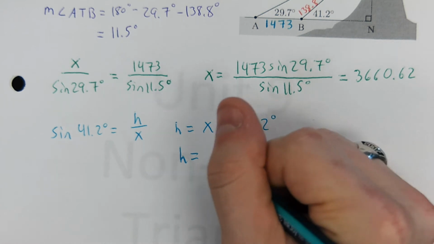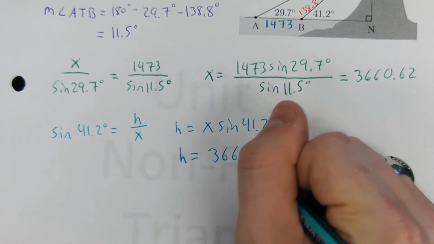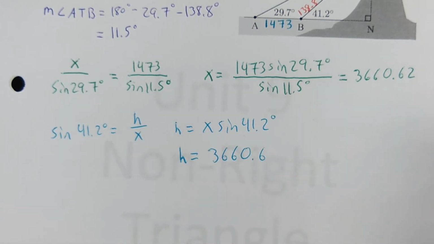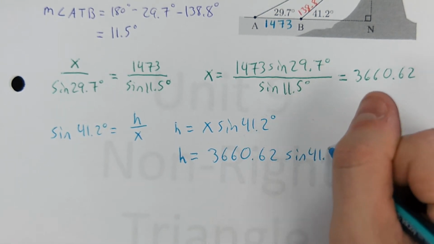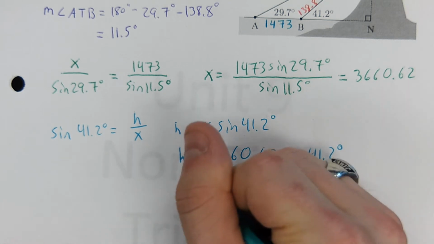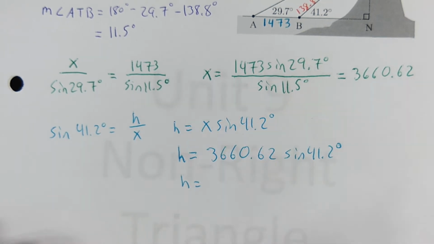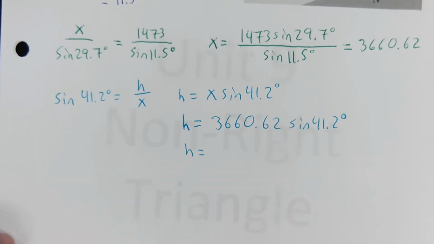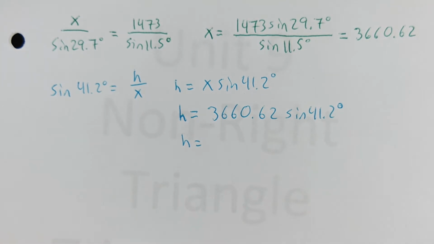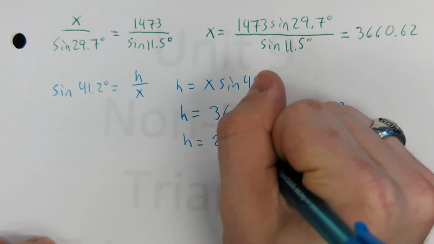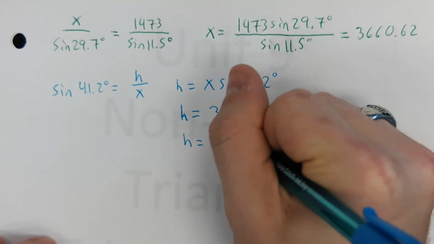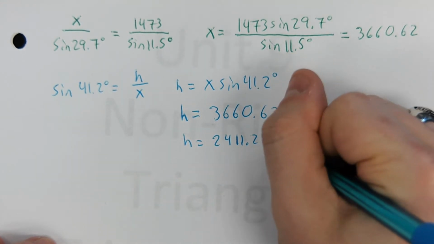h is 3660.62 sine of 41.2 degrees. Which yields 2411.21, and our unit was meters, if you care.